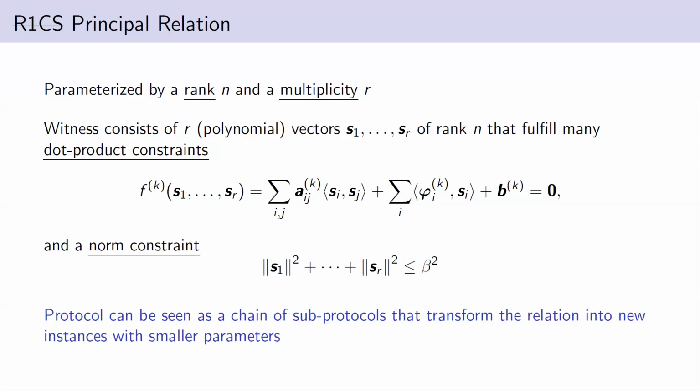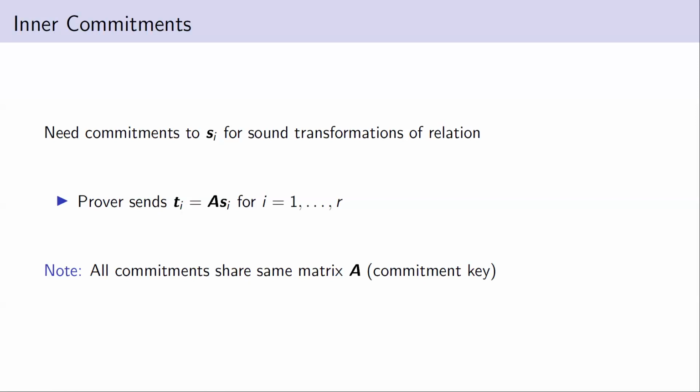And then since we're in lattice world, we also have some norm constraint, which is essentially just saying that the norm of the concatenation of all the s_i is bounded by something. Okay, so how does our proof system for this relation work at a very high level? First, as is pretty much always the case in proof systems, the prover needs to commit to all the s_i. In our case, these are just standard commitments, linear functions A times s_i, where this matrix A is the same. This is going to be important.